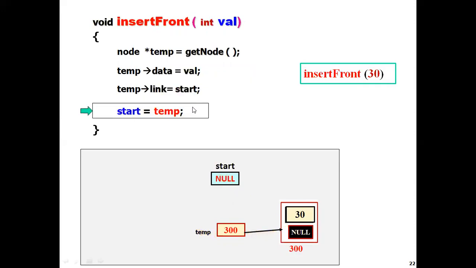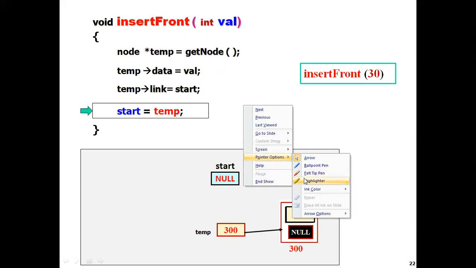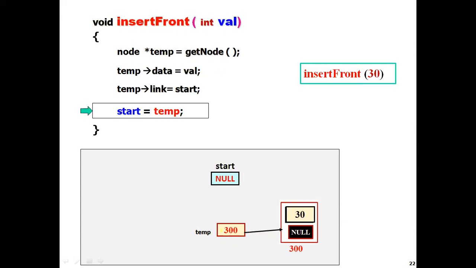Then it goes to the next line. What is the next line? Start equal to temp. What is meant by start equal to temp? You're copying the temp value to start. That means temp has 300, and this value you're copying into start. So what will be the value of start now? The value of start will be the same as the value of temp, that is 300.